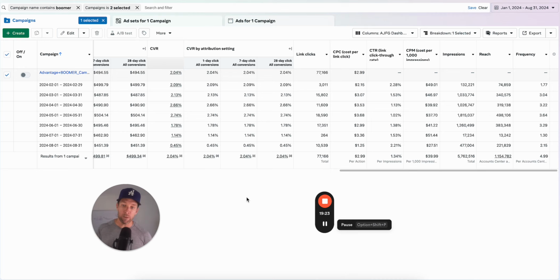So I hope that's some help to you as I think through this kind of problem. There's all kinds of other things that could be happening here. This is not the only campaign in the account, but hopefully it's some help to you thinking through how to solve a problem like this.